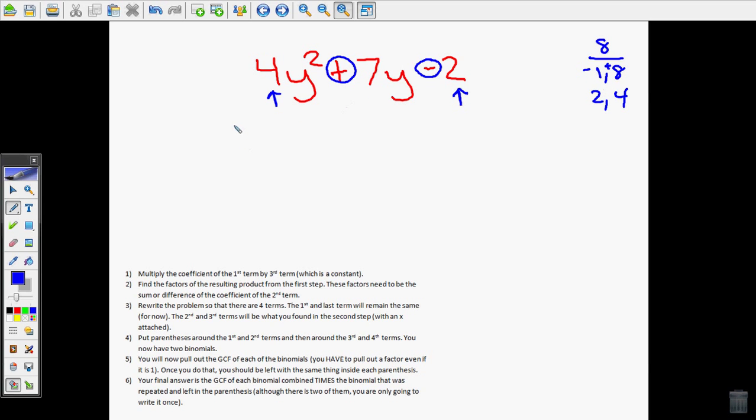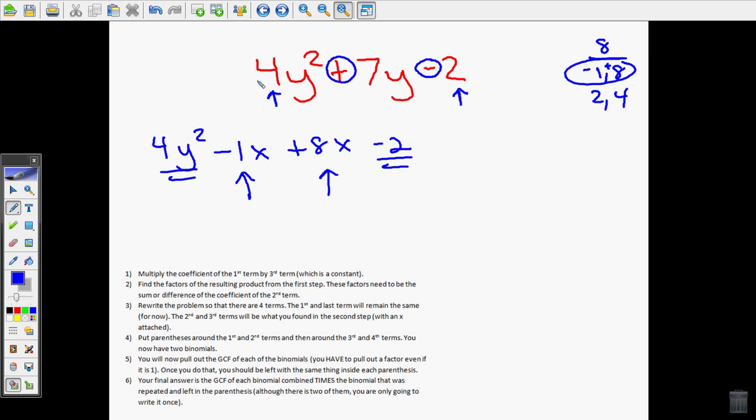So this tells me that I'm going to have, remember my first and my last term stay the same. And then in the middle, I'm going to have minus 1x plus 8x, and then minus 2. So again, my first and my last term stayed the same, and then I used the minus 1x and plus 8x that I got from right here, okay?